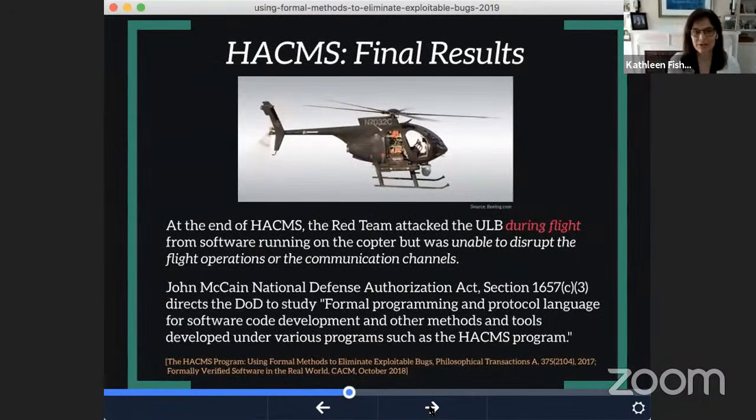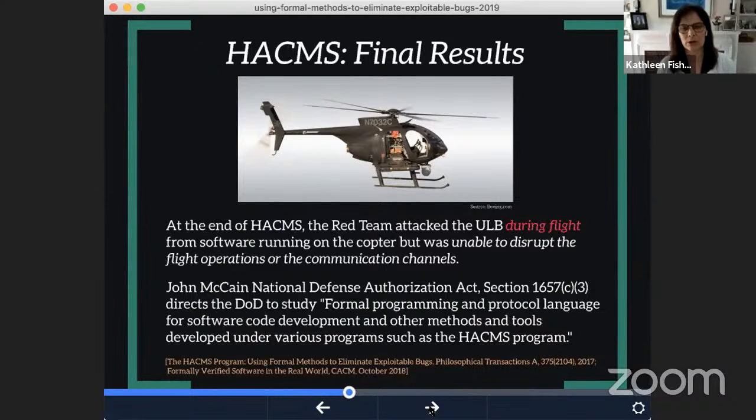So that was just after the first 16 months of the program. The program had 2 more phases and 3 more years to go. So the researchers didn't stop there. They started to apply the same tools and techniques to the unmanned little bird instead of to the quadcopter. So they took the quadcopter and re-architected it so that its architecture more closely matched the unmanned little bird.